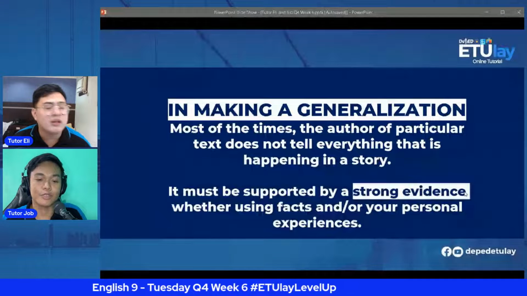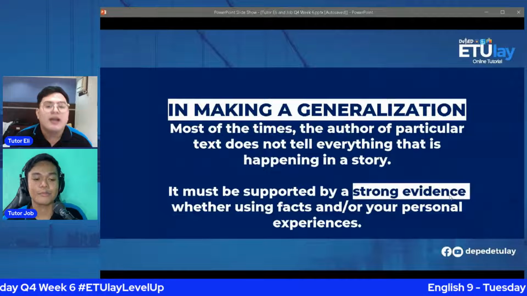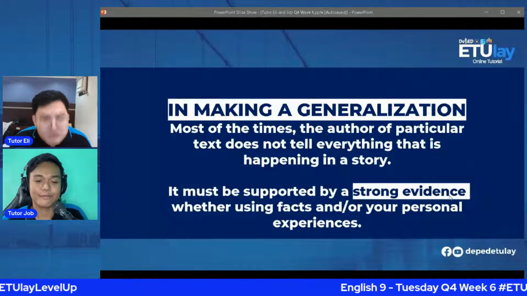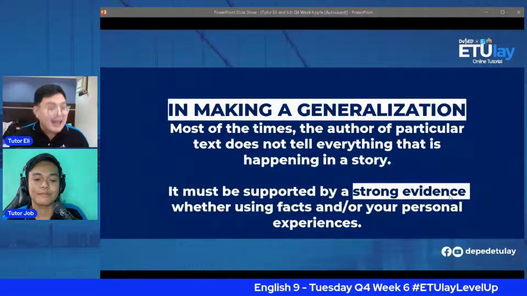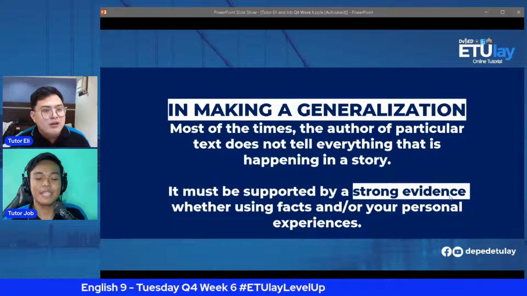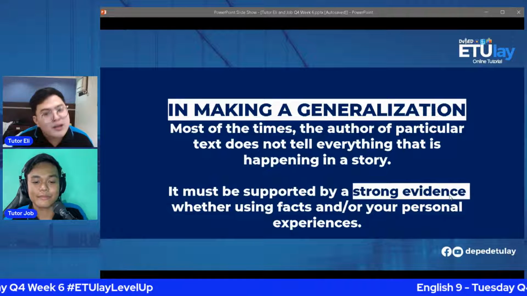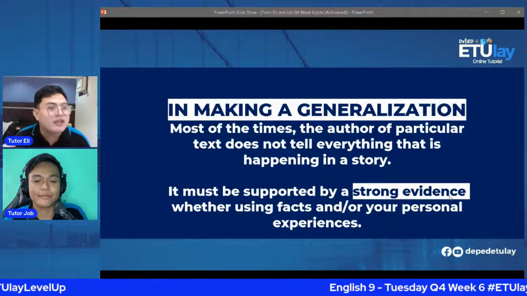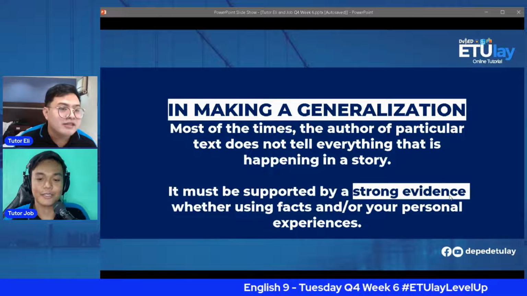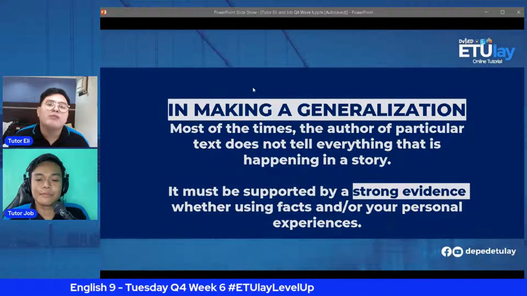Ano itong sinasabi natin strong evidence? Paulit-ulit tayo dito sa evidence na to. We should use facts or our personal experiences or observation. Yung facts are non-negotiable, yung personal experiences ay supporting data or supporting details na lang doon sa facts na yun. Okay? Yung facts are non-negotiable.